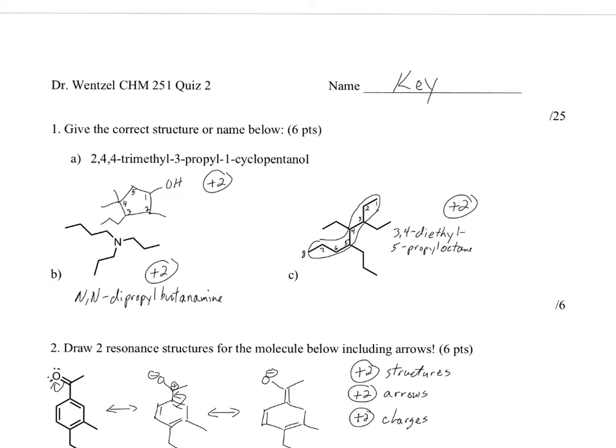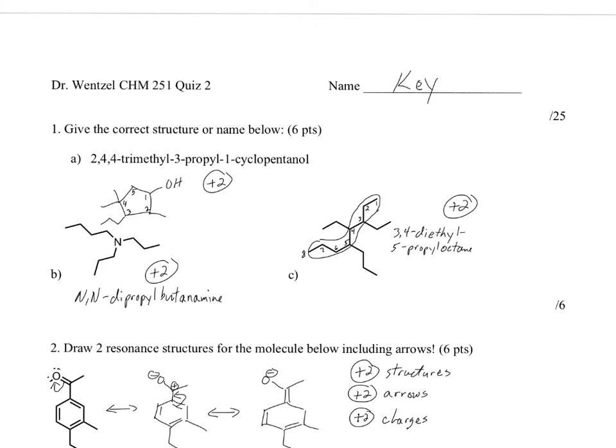Excellent. Okay, so quiz number 2, correct structure or name below, so nomenclature type questions. Always find the parent chain, cyclopentanol, so we know there's going to be a 5-membered ring. Alcohol takes priority, so that's number 1. Then from there, you look for the substituents. This is a trimethyl, so if you started with 1, 2, and it could have gone this way, but I went this way. Carbon 1 is the alcohol, also the 1 there. 2, 4, 4, trimethyl, so that's where the methyls would go. 3, propyl.